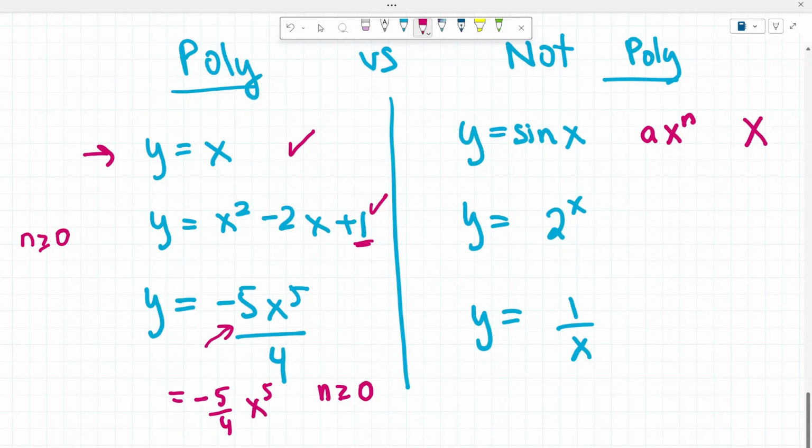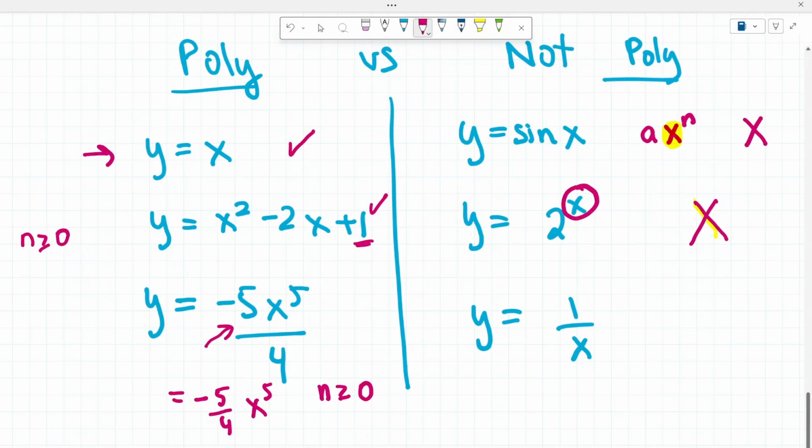If we look at the second example here, we have x up in the exponent. That is not allowed for polynomials. In polynomials, x has to be the base. We cannot have it in the exponent. So therefore, this is also not a polynomial.